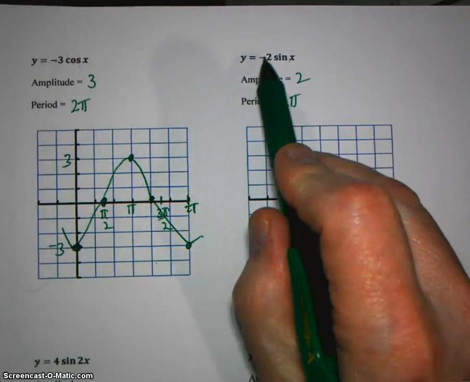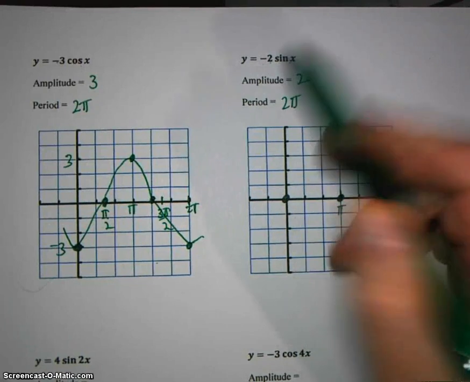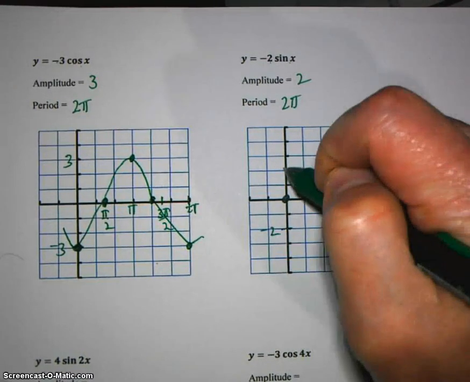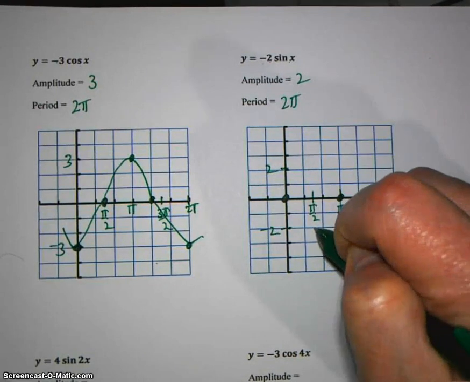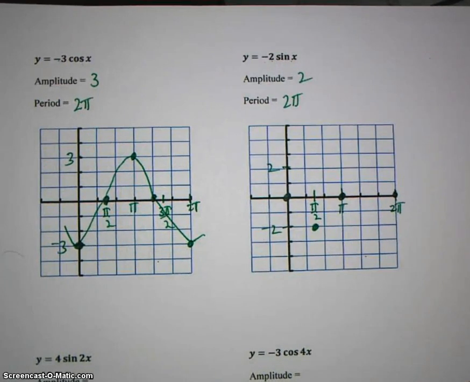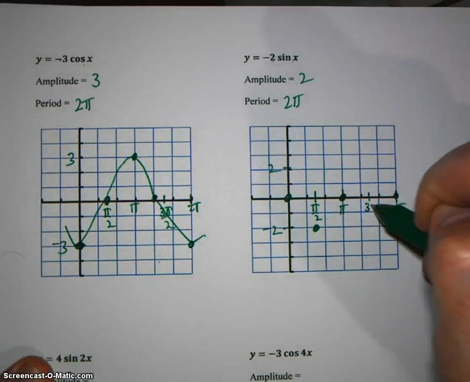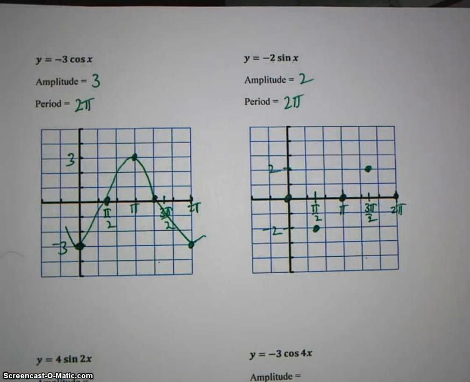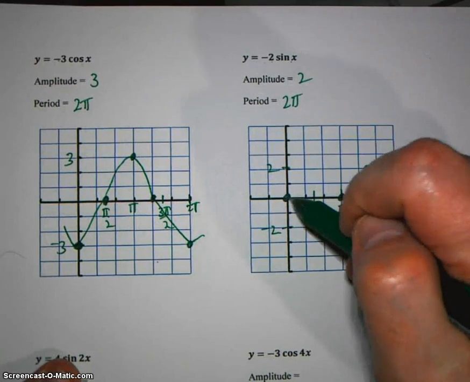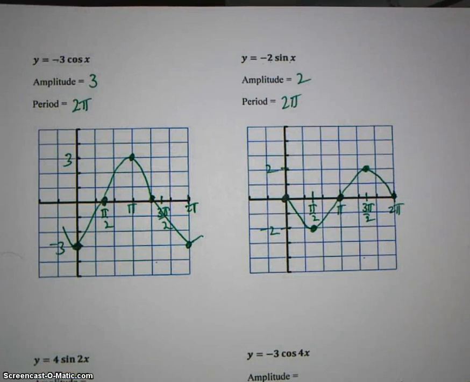Here's where the negative comes into play. Normally, sine graph goes here and goes up and comes back down. Because of this negative, it's going to go down first and then back up. So halfway in between is pi over 2. It's going to be at the low point there. And then finally, halfway between pi and 2 pi is 3 pi over 2. It will be high there. So again, that's what the negative does. The negative just changes the location of the high spot and the low spot. And there's our sine graph.